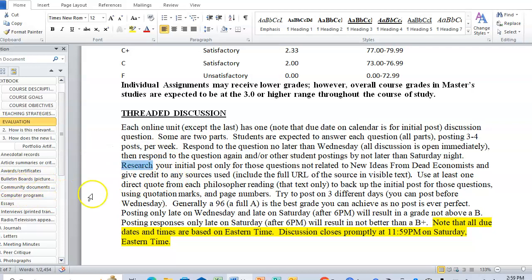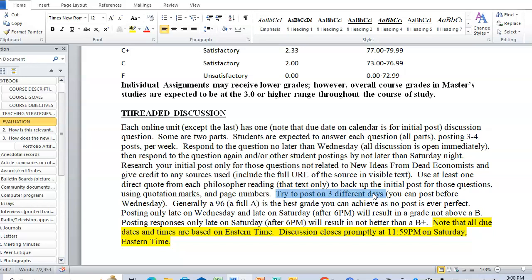Right? Try to post on 3 different dates. Now, I know I said 3 to 4 or 5, maybe 6 at the most total posts. Try to post on 3 different days. Basically, I want to see you be active, but I don't want to see excessive posts. All posts need to add content. Please avoid phrases like, I agree, I love your post, great post. Those don't add any value.